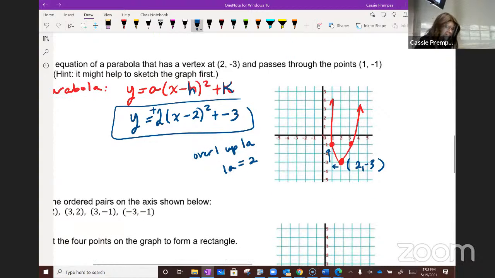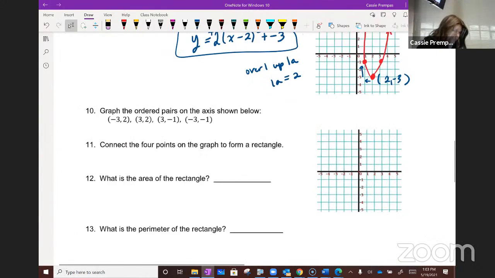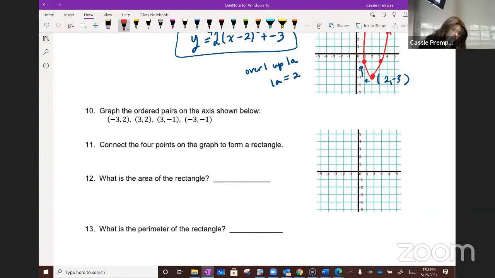All right, this next piece is going to help you for when we move into hyperbolas. You're going to have to be able to draw a rectangle and look at its pieces. So let's practice working with rectangles. Graph the ordered pairs on the axis shown below. -3, 2, we go -3 up to 2. 3, 2. In fact, I'll label these because it might be helpful later. 3, 2, this one was -3, 2, 3, -1, and -3, -1.